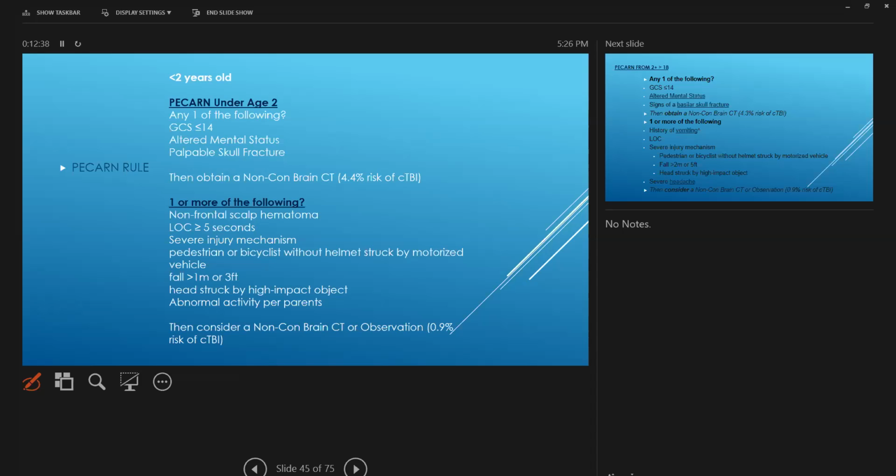So PECARN is this rule that we use. It's basically a rule to help us not irradiate more children than we have to, or adults. And so this is the CT rule. So if a child is under the age of 2 and has any one of the following, which is a GCS under 14, altered mental status, or a skull fracture, we need to CT these kids because there's almost a 4.5% chance that they could have a traumatic brain injury.